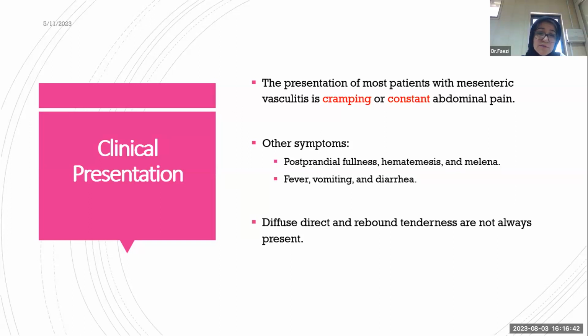About the clinical manifestation of patients with lupus mesenteric vasculitis, there's a wide range of manifestations from mild to very severe, and most of them have crampy or constant abdominal pain. It's usually postprandial pain or fullness. Sometimes there is hematemesis, melena, fever, vomiting, or diarrhea, and as all of the invited speakers mentioned, there's no correlation between the signs and symptoms of the patient and their abdominal examination.